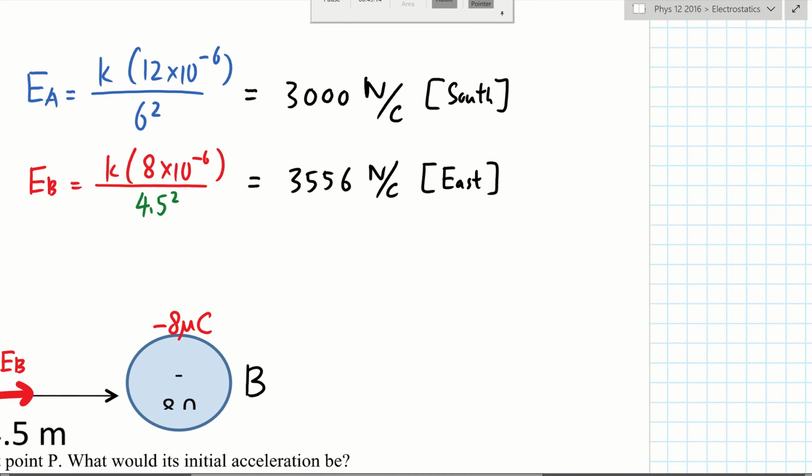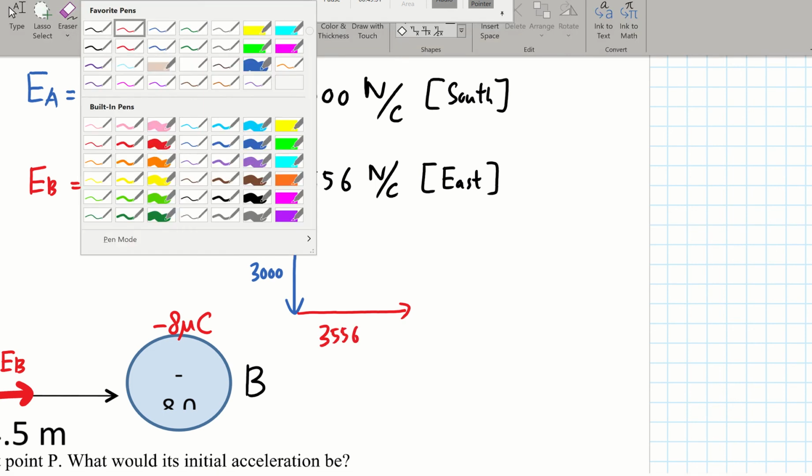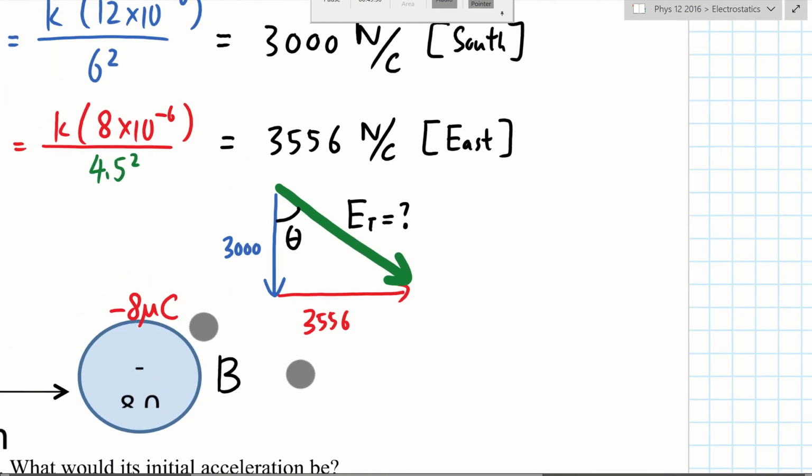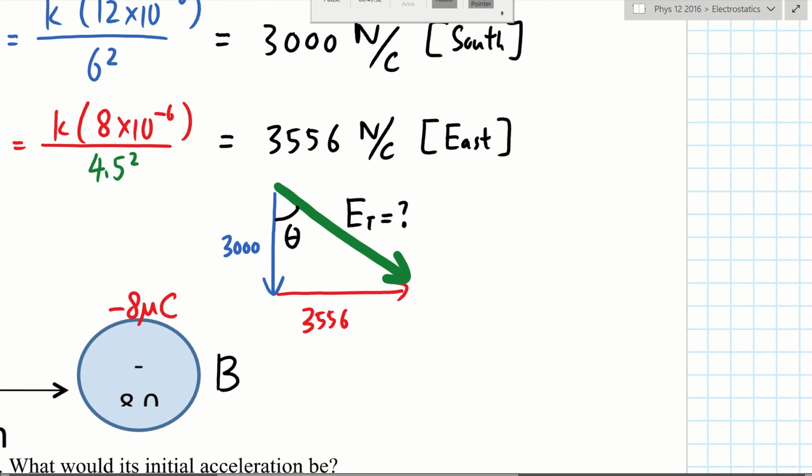Now the remaining part of the calculation is something that you should know how to do. You have an arrow that goes south with a magnitude of 3,000. You have an arrow that goes east with a magnitude of 3,556. So your overall total electric field must be this arrow right here. So Pythagoras theorem. And then give me this angle. So this is your total electric field. And then your angle. Right? So all of those can be obtained just by using Pythagoras theorem. So a squared plus b squared equal to c squared, right?